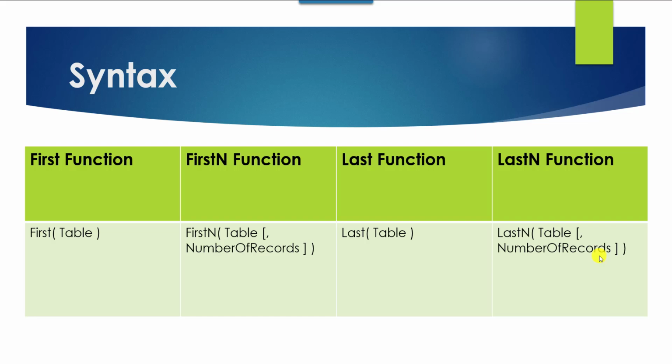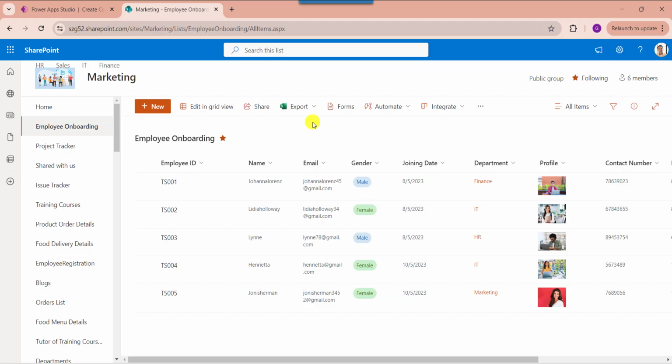Next, I will show you practically how to use these PowerApps functions with different examples. Here you can see this is my SharePoint Online list like Employee Onboarding. Inside this, I have added different columns including the lookup column like Department. Now I would like to display these records on a data table based on the FirstN, LastN functions.